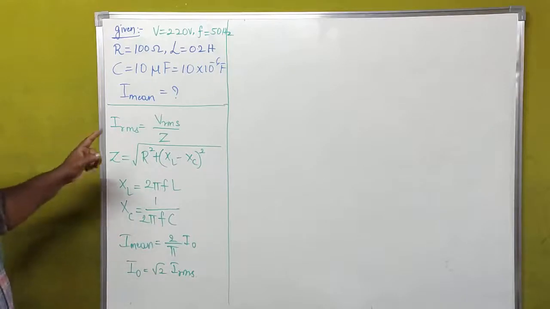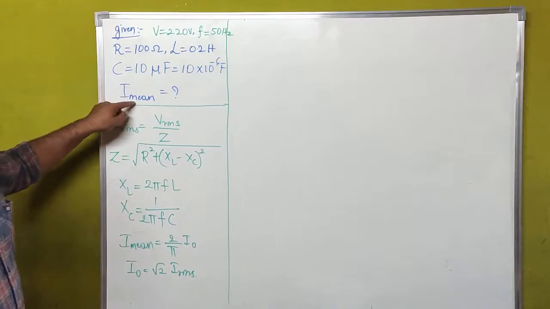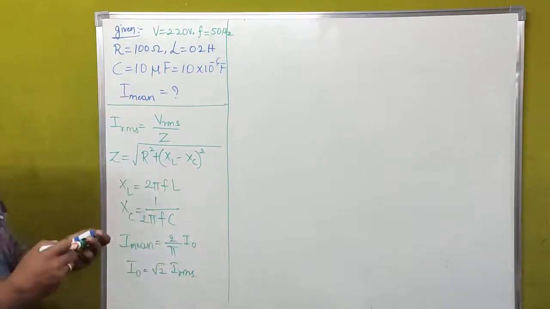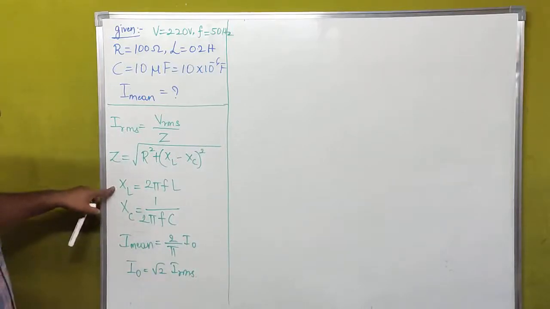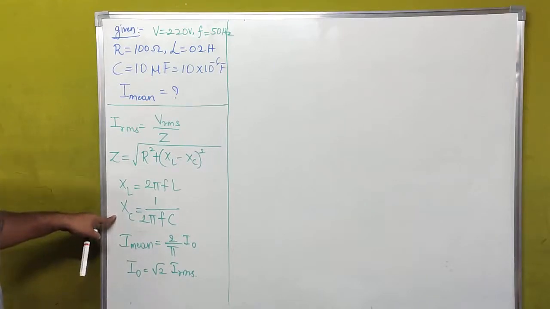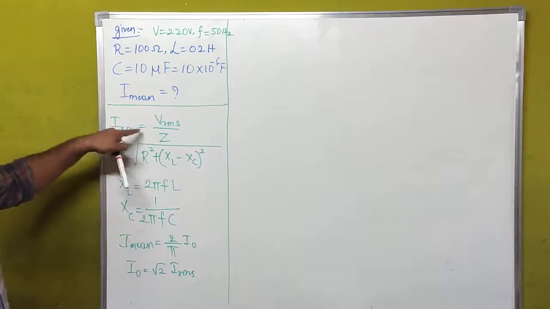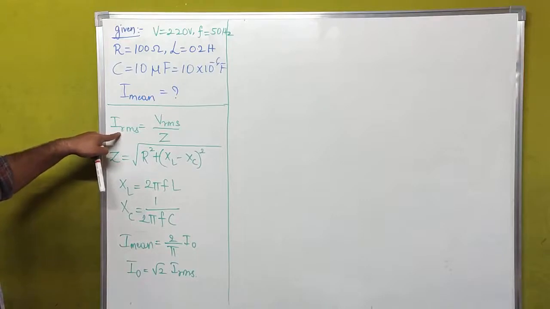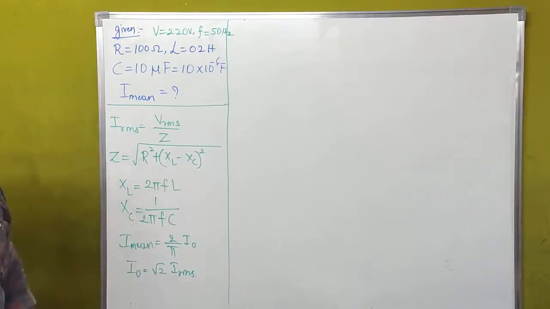These are the formulas which we are going to use in our problem. What is asked is the average value of current. To find it, we should do all these things. Let us see how. First, we have to find the values of XL and XC. Then only it is possible to find Z. If we substitute the value of Z here, we will get the IRMS value. Once we get IRMS, we can easily find I naught. Once we have I naught, it is easy to find the mean value of current.